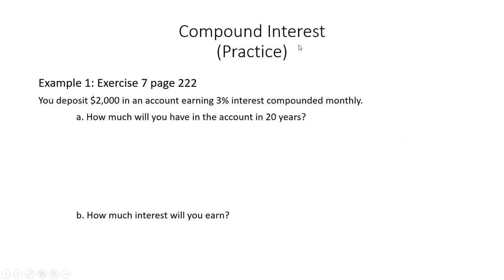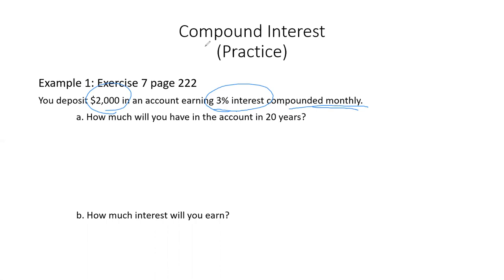Okay, this first one, it's exercise 7, so that's from the problem set. Exercise 7, page 222. It says you deposit $2,000 in an account earning 3% interest compounded monthly. So again, I'm going to circle the important information. $2,000, 3% interest compounded monthly. First part asks, how much will you have in the account in 20 years?